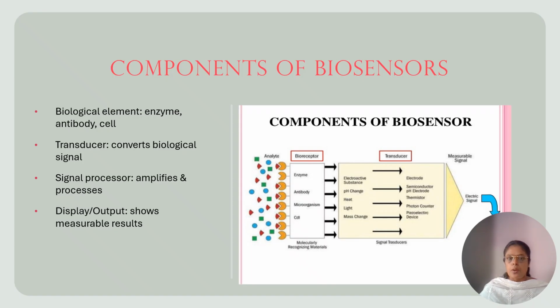Next is the processor. The processor strengthens or amplifies and processes the raw signal into readable data. Next one is the display, where the final result will be presented in a user-friendly format like a digital readout or on a glucometer, or smartphone app integration, or display unit.